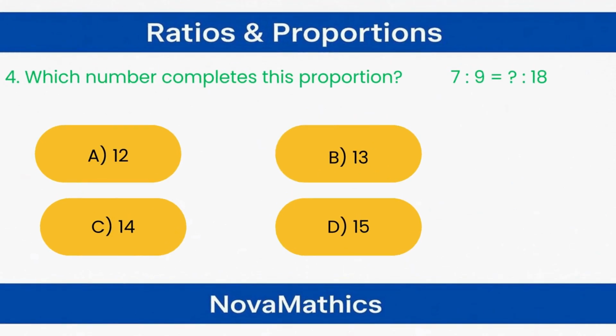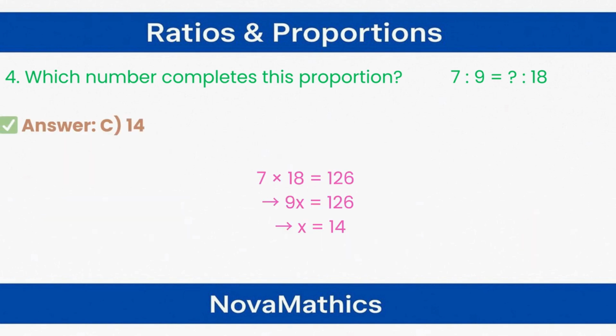4. Which number completes this proportion? 7 to 9 equals what to 18? Correct answer is 14. 7 times 18 is 126. Divide by 9. The missing number is 14.